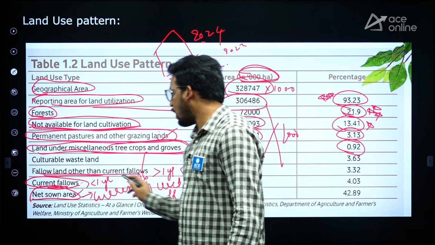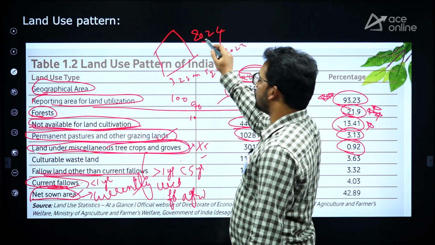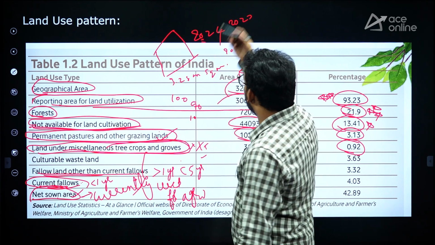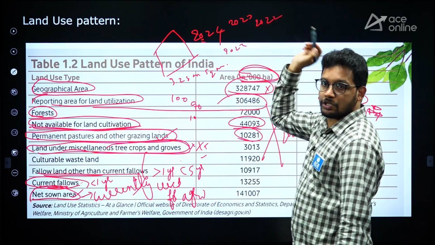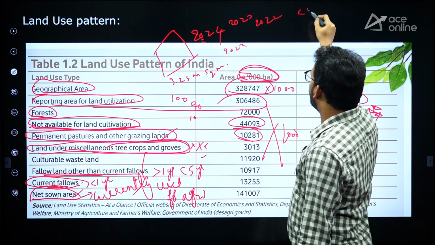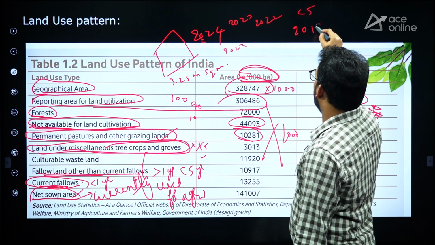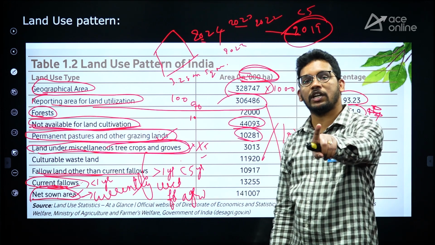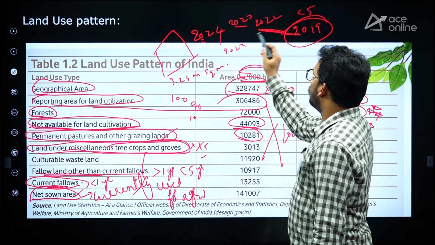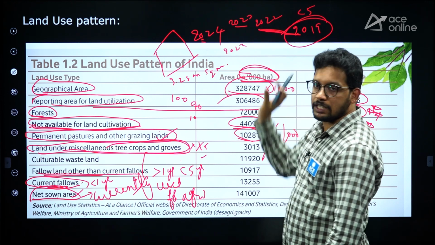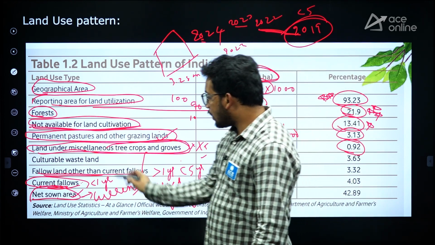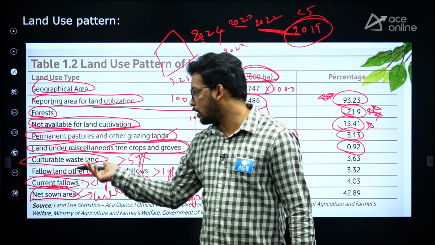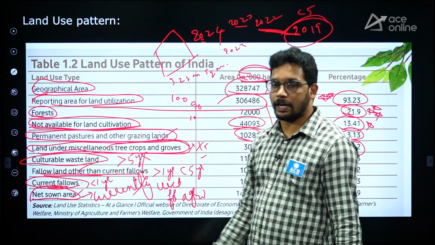Now the fallow land other than current fallow is more than 1 year. That means we did not use it in 2023 also, but in 2022 we have used it, or more than that. So less than 5 years. That means between 2019 and 2023, we must have used it at least once. So in the last more than 1 year, but less than 5 years, in between this span, at least we should have used it once. And then culturable wasteland, that is more than 5 years we did not use for agriculture. That means we did not use it at all for agriculture.